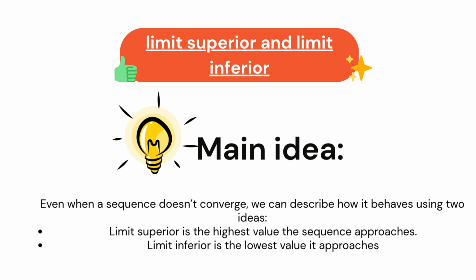Limit superior and limit inferior. Even when a sequence doesn't converge, we can describe how it behaves using two ideas. Limit superior is the highest value the sequence approaches. Limit inferior is the lowest value it approaches.